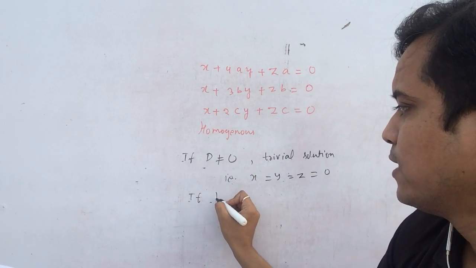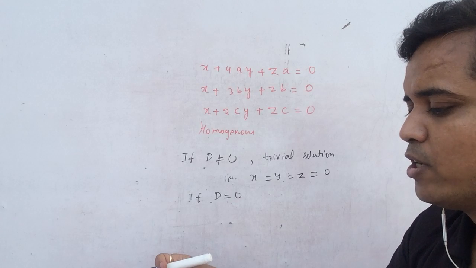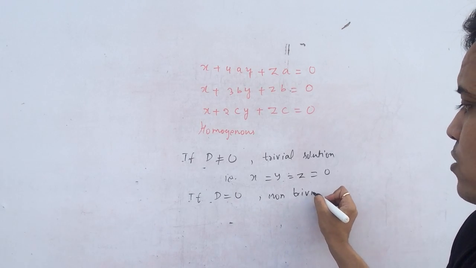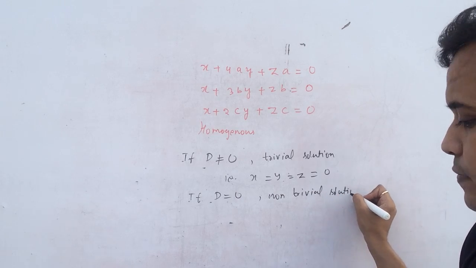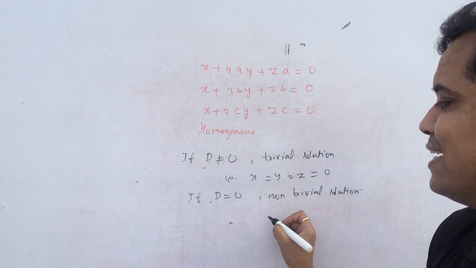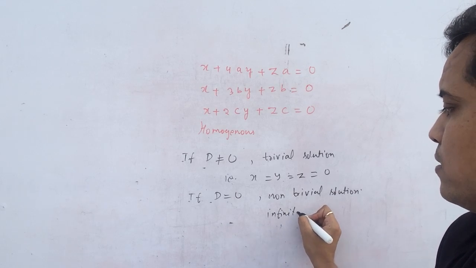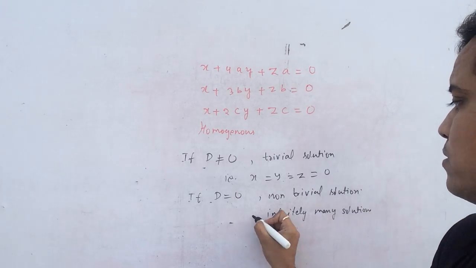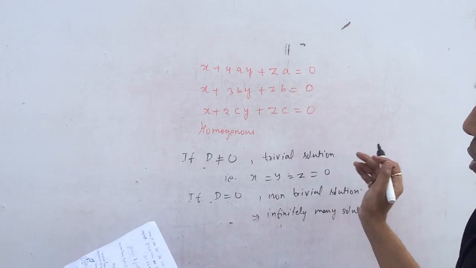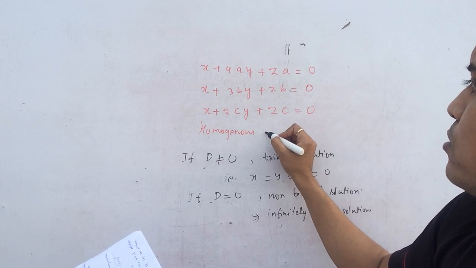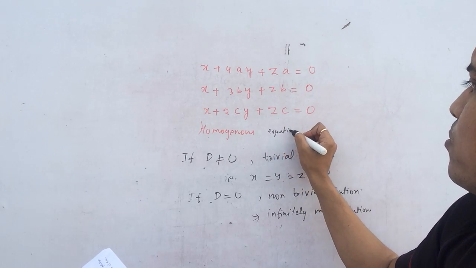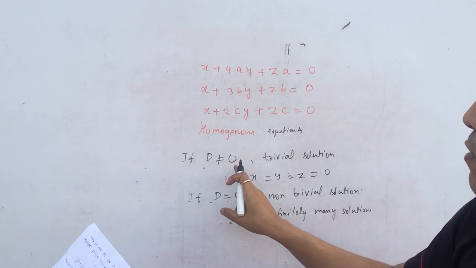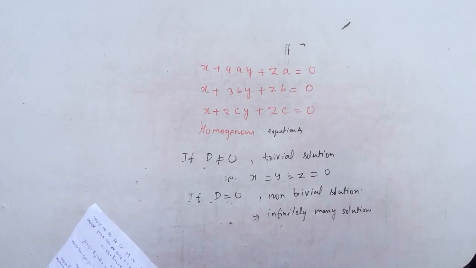And if D equal to 0, what is the meaning of this? The system has non-trivial solution. Non-trivial solution means it has infinitely many solutions. Okay, so first we need to check this is a system of homogeneous equations. First we need to check whether D is equal to 0 or not equal to 0. Okay, keep this in mind.